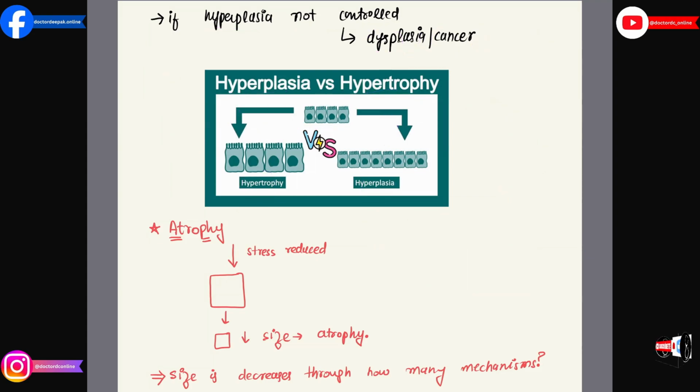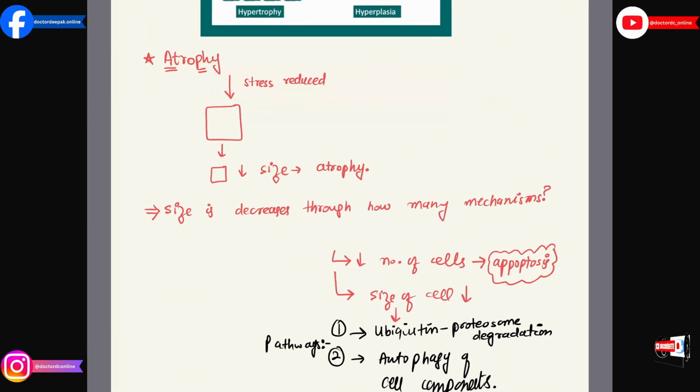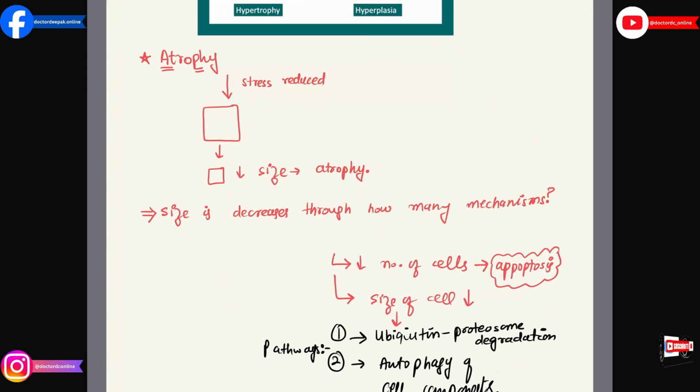So let's discuss the other growth adaptation, which is called atrophy. First of all, we have to understand the definition of atrophy. What is atrophy? Again, let's take an example of one cell. Let's suppose here is one cell, and I am going to place some kind of stress on that cell. This is the normal cell, and after putting the stress, you can see that the size of the cell is decreased. This is called atrophy.